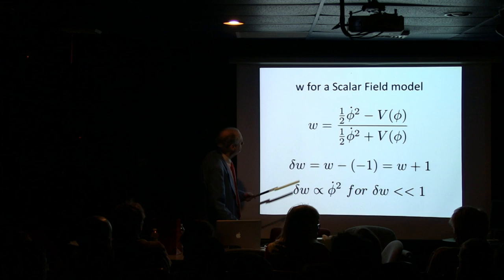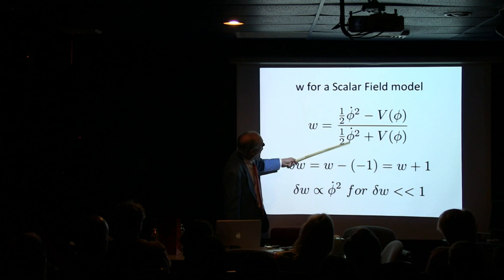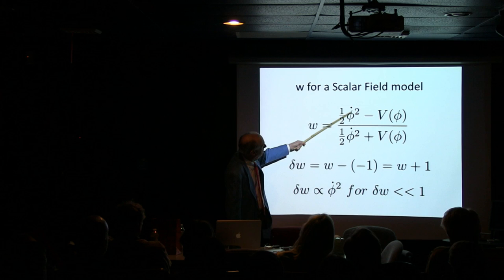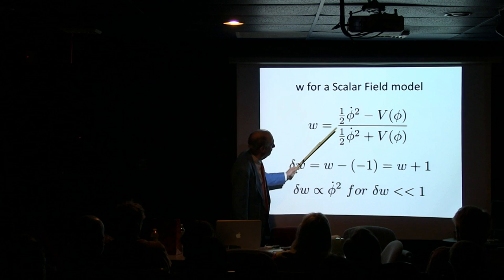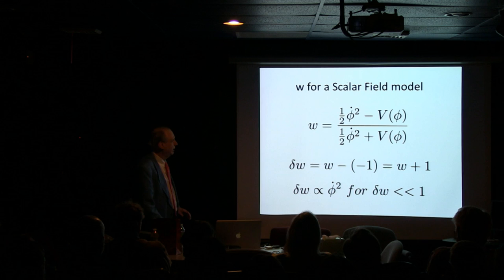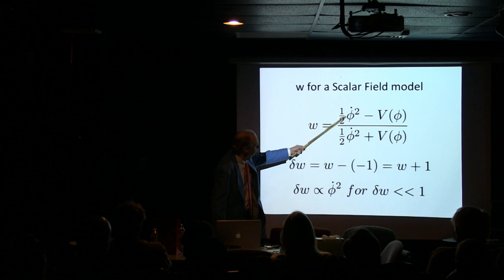Now, this is what little w is doing if you're rolling down a hill. This is the vacuum energy density here. This is the vacuum pressure. This is minus one. If it's not rolling at all, if this value of phi is not changing with time, that's the derivative of this with respect to time. If this is not changing, these terms are zero. You're sitting at the bottom of the hill. W is equal to minus v over plus v. It's minus one. But if it's rolling down a hill, this term is positive. This term is positive. And so it makes little w slightly more positive than negative one. And so you could measure this in principle. You could measure the difference between w and the canonical value of minus one.